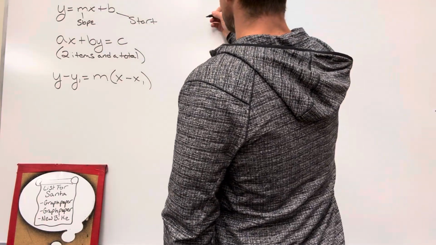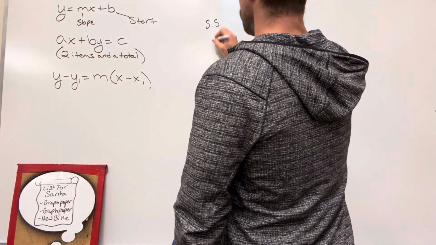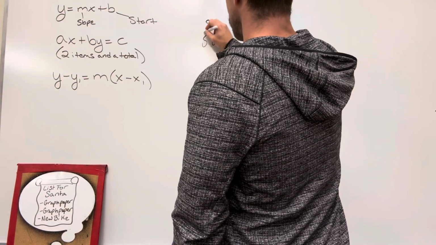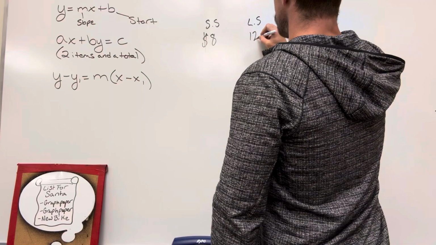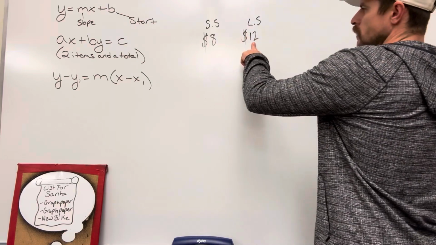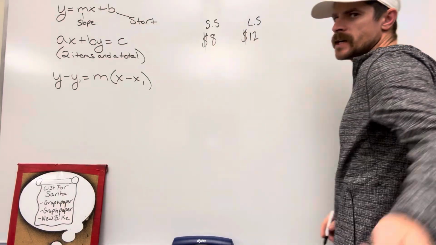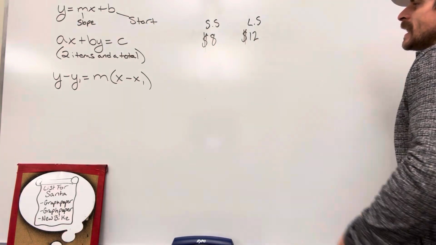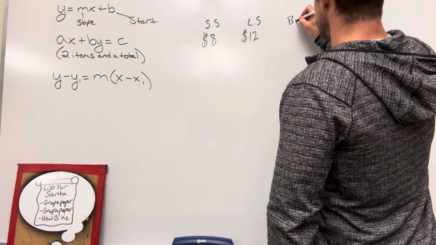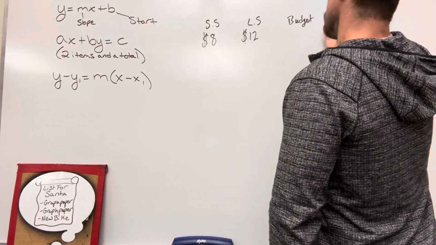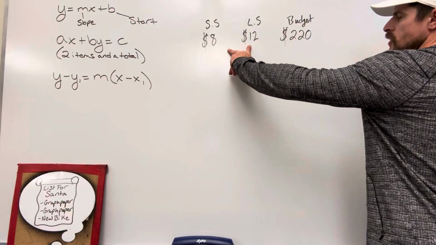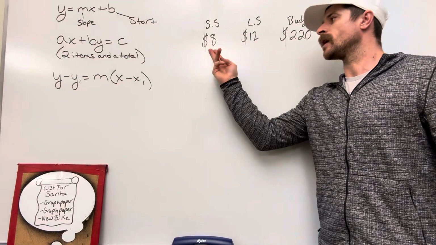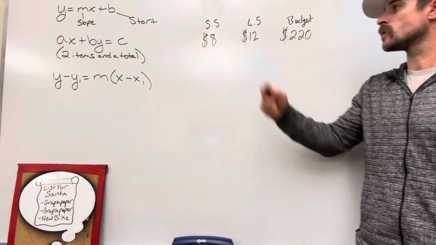So let's say short sleeve, SS, those are going to be $8 a pop. And then our long sleeve, LS, those are going to be $12 a pop. More expensive for a long sleeve shirt than a short sleeve shirt. You guys know that in the real world, okay? And we have a budget. Our budget is, let's say, 220 bucks. We got $220 to spend on t-shirts for our club, and some of you are going to want short sleeve, some of you are going to want long sleeve.